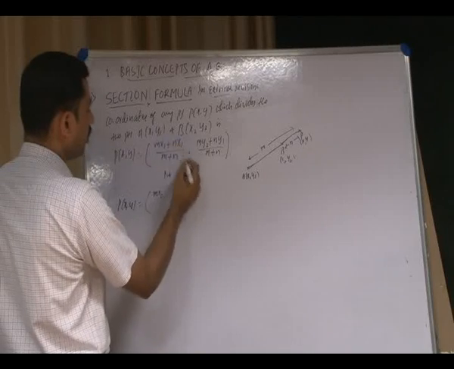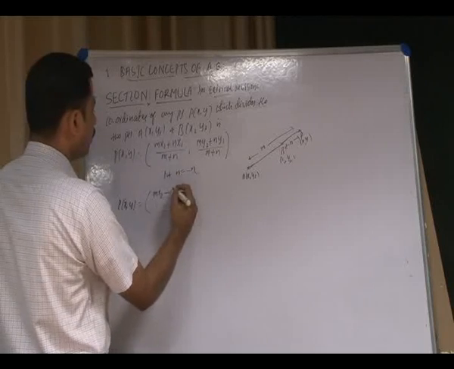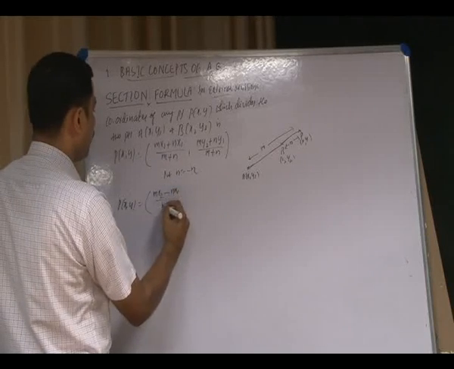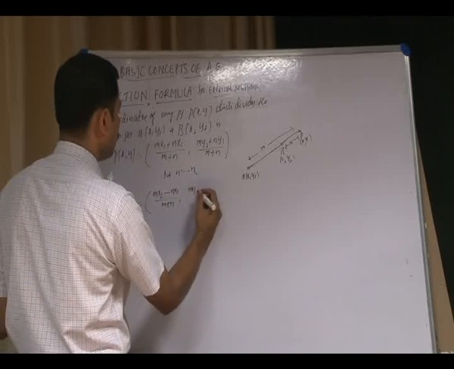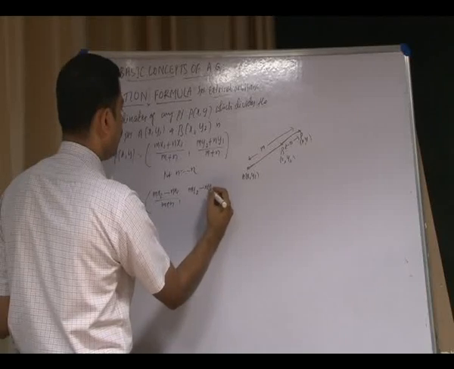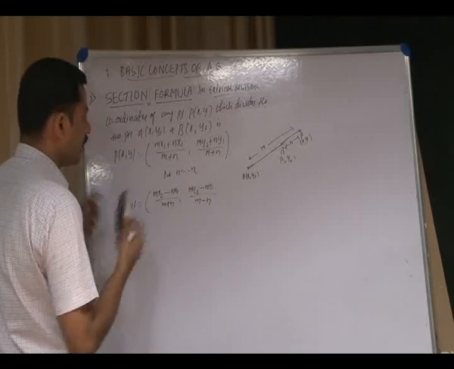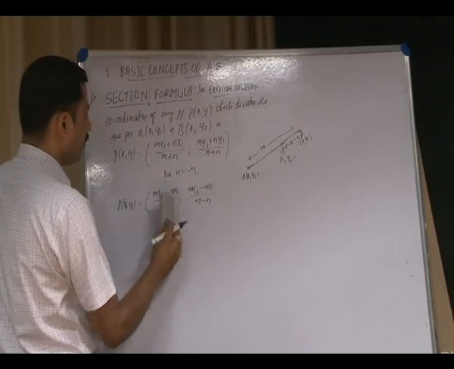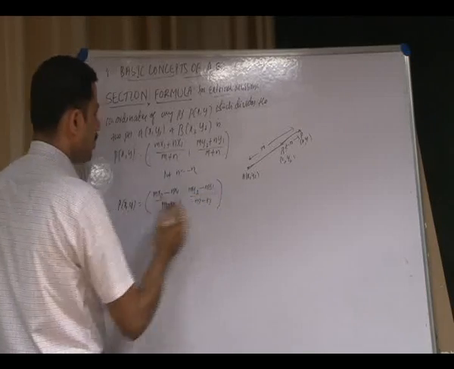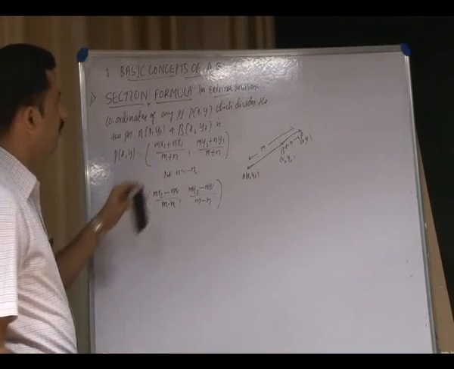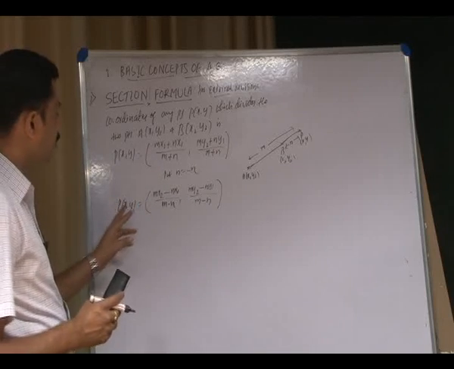Here plus is there, for that we are going to substitute n is equal to minus n, that becomes minus n x1, divided by m plus n, and then m y2 minus n y1 divided by m minus n. Here also it is minus, n is equal to minus n. So, we get m minus n. So, this equation is called the section formula for external division. For this equation proof is not required, just you have to remember this equation.